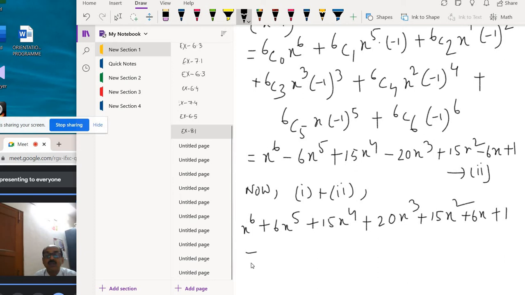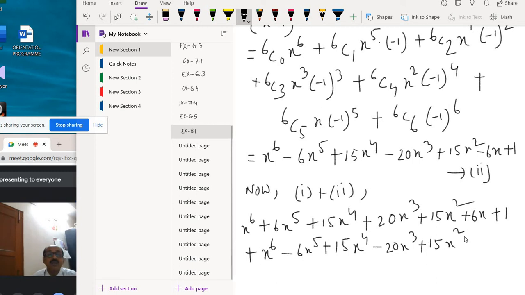Equation 1 plus equation 2: equation 2 is x to the power 6 minus 6x to the power 5 plus 15x to the power 4 minus 20x cube plus 15x square minus 6x plus 1. Okay. Now, sir, see, 6x to the power 5 and minus 6x to the power 5 will get cancelled. And minus 20x cube and plus 20x cube will get cancelled, and minus 6x and plus 6x will get cancelled.